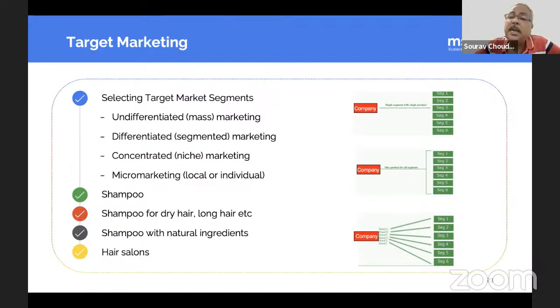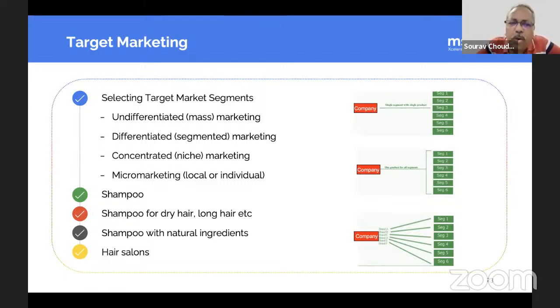Correct. And then comes concentrated niche marketing. A very, very small segment requires that product. Suppose shampoo with natural ingredient or organic ingredient. Very highly priced, of course. A very small segment of the population would need that. So the marketing should be done in a similar way, where I will be very focused. बहुत detailed segmentation में जाके मैं देखूंगा who will require a natural ingredient or an organic ingredient shampoo.